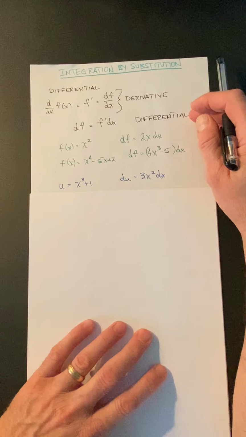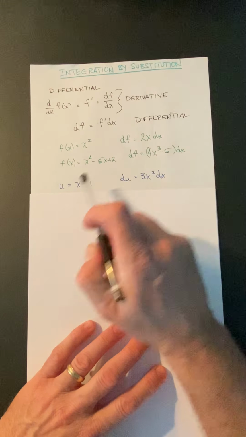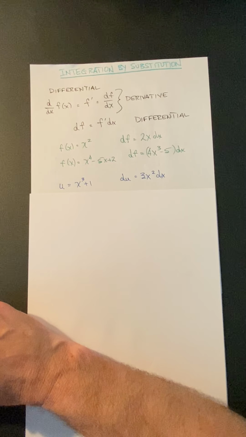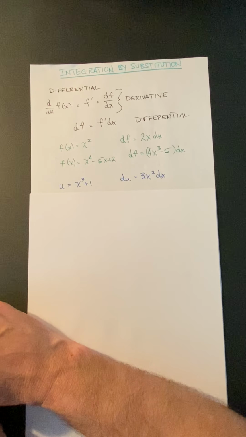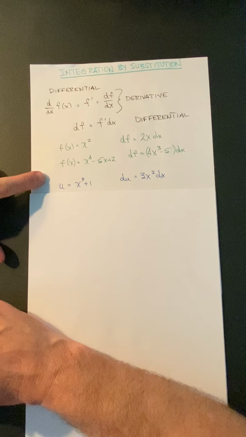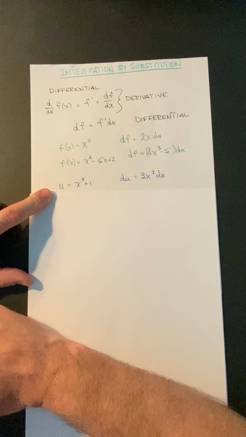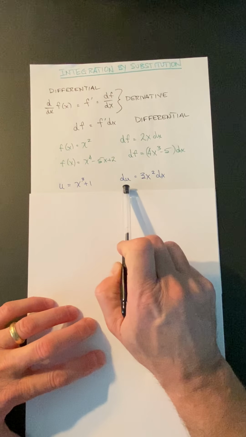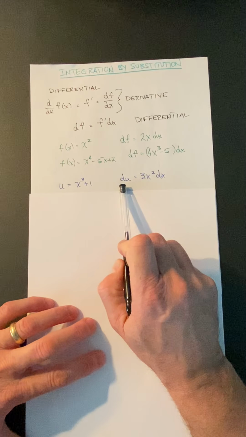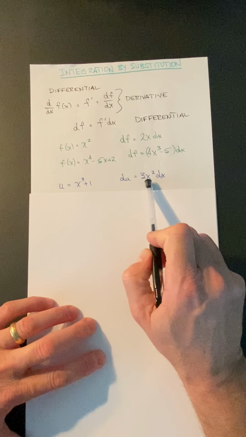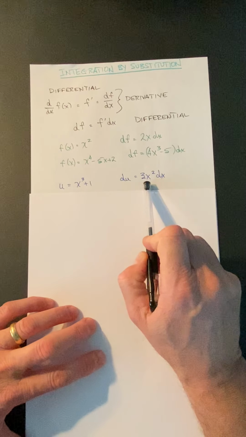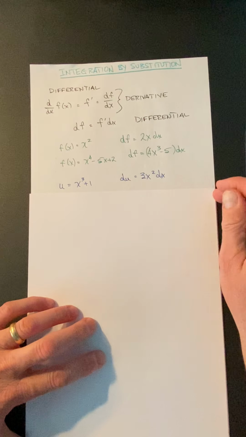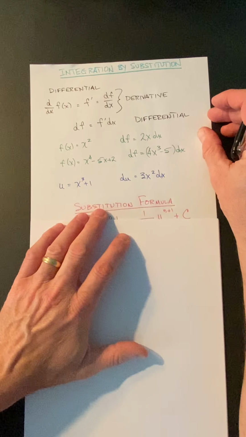So we're going to introduce a new letter here, u, because u is a standard we use in substitution. So I'm just really replacing f of x here with my u. So if u is x cubed plus 1, the derivative of u, du, is that function's derivative, right, times dx. So this is the differential for this function.